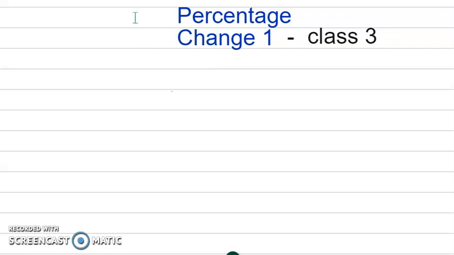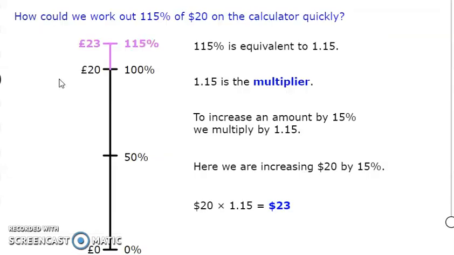As you already know, we are doing percentage change 1, and this is the third class on the topic. In the previous class, I asked you to find 115% of 20, which we learned how to find. Now we will proceed from here.